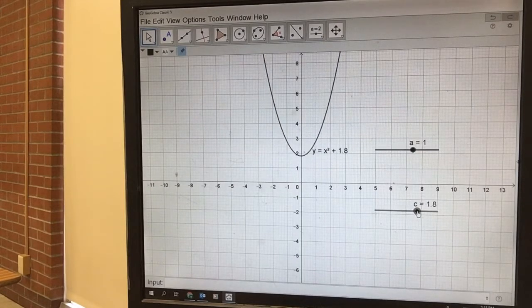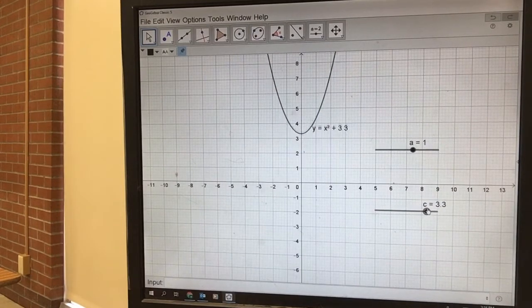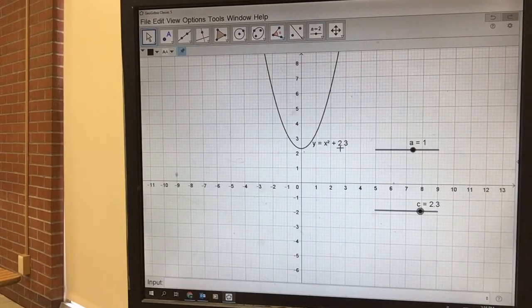When c is, say, 1.8, the vertex right here has moved to positive 1.8 on the y-axis. And as I continue to move this parabola up to, say, 5, notice that the shape of the parabola didn't change at all. This component didn't change at all. The only thing that changed was the fact that the parabola moved up 5 units. The parabola moved up 2.3 units from 0.